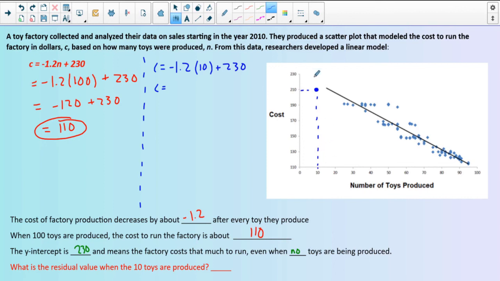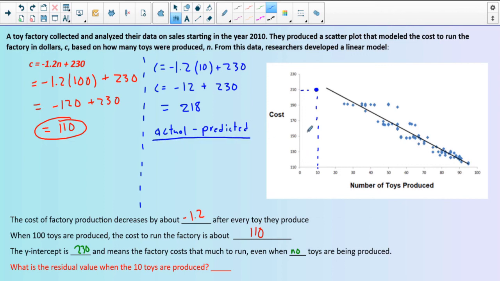I can kind of already tell it's not going to be that because look at where the line's going. I can already tell it's not going to be on the line. Let's see what we get. Negative 1.2 times 10 is negative 12 plus 230. Then just subtracting these, negative 12 and 230, putting those together, you're going to get 218. Again, to get that residual, we're just subtracting the actual value minus the predicted.